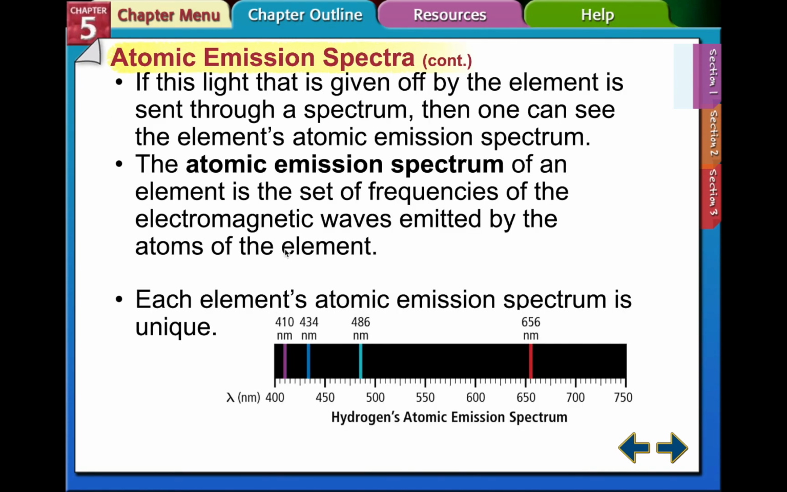I'm going to change the screen to a simulation. This is a video that I recorded in class, so just pay attention to the simulation. It's really useful in understanding this phenomenon of light emission.